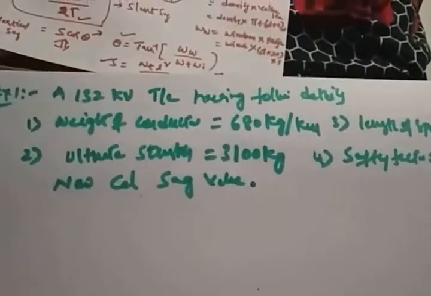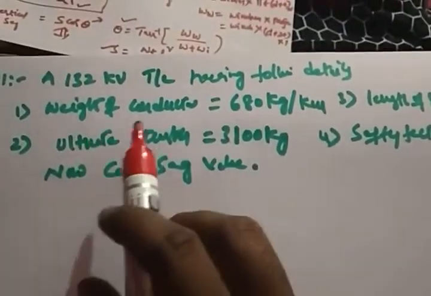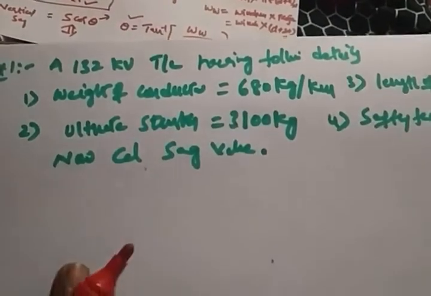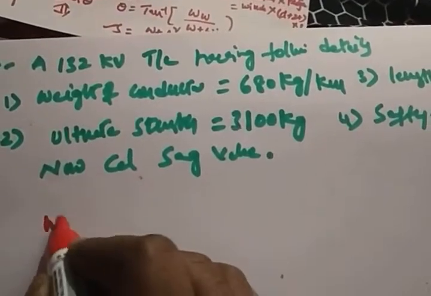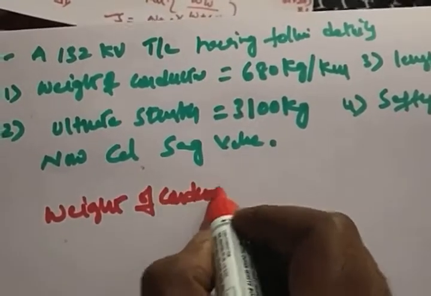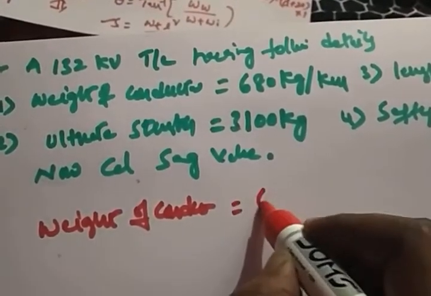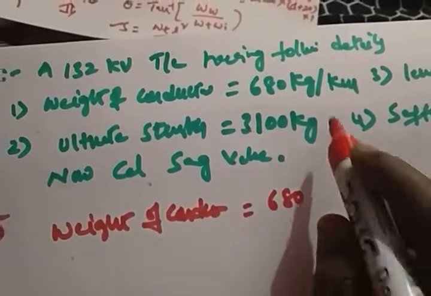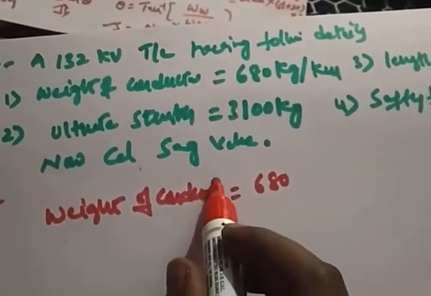Alright. So they given a 132 kV transmission line having the following details. The weight of the conductor is given. So the W value is given. What is that value? Weight of the conductor, 680 kg per kilometer. But you have to specify the weight of the conductor per meter length.